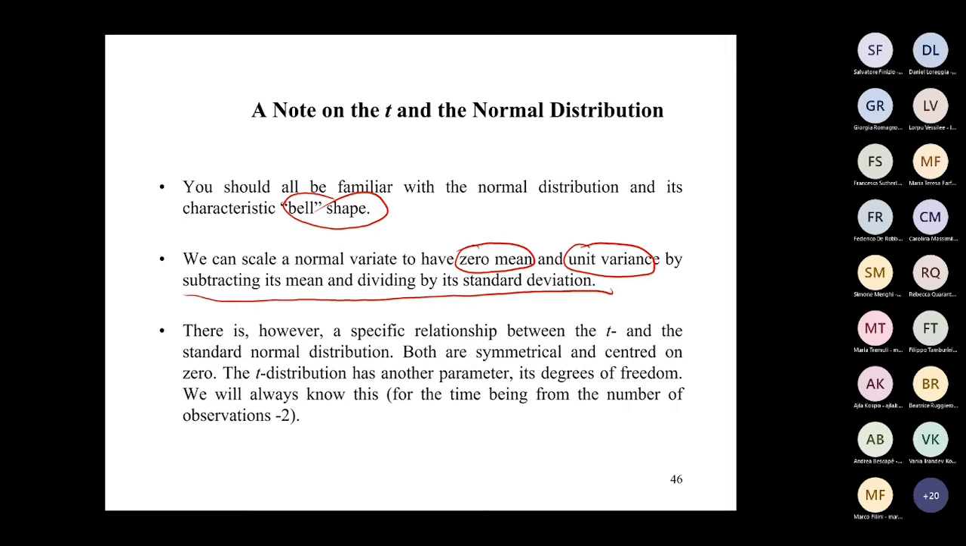In fact, we are also using the t-distribution a lot, and there is a specific relationship between the t and the normal. The t and the normal are both symmetric and centered around 0, but the t-distribution has another parameter, which is the degrees of freedom. When do we employ the t-distribution? Who is going to help me?